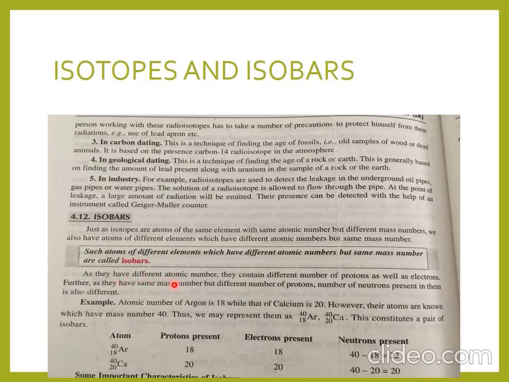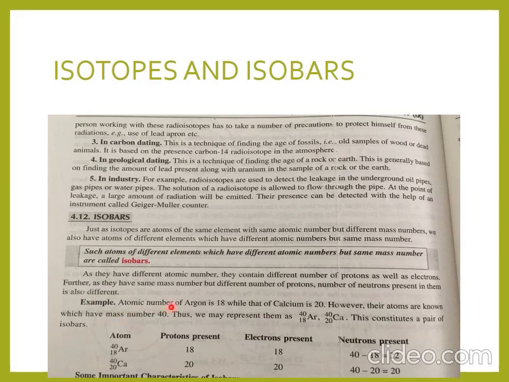As they have different atomic numbers, they contain different numbers of protons as well as electrons. So when they have different atomic numbers, the protons will be different as well as the electrons, in each case. And further, they have the same mass number but different numbers of protons, so the number of neutrons present in them is also different.